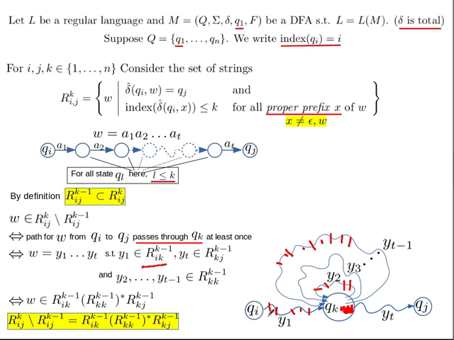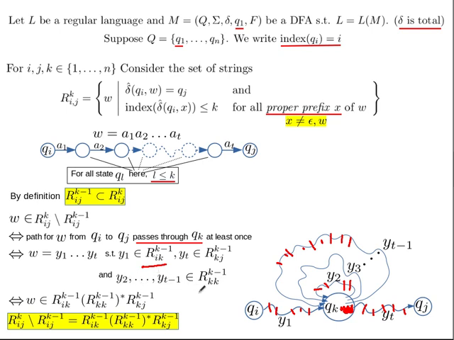Because it starts from qi, it ends in qk, and the intermediate states are of index at most k minus 1. Similarly, this yt should be in Rkj, that means it starts from qk and ends in qj, and all the intermediate states again are of index at most k minus 1, right? And similarly here also it starts from qk, comes back to qk, and the intermediate states are of index at most k minus 1.